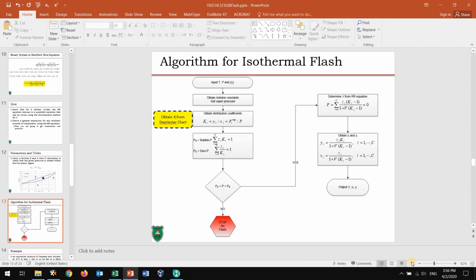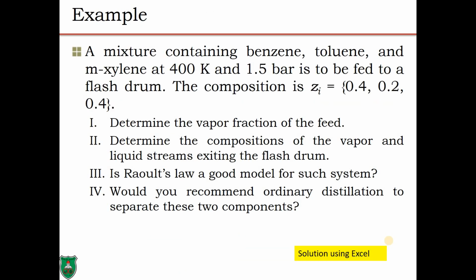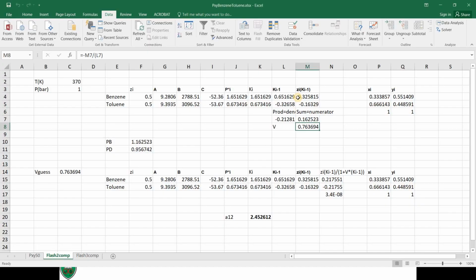What I'm going to do right now is have another example that has a ternary mixture, which is BTX once again. We have the temperature as 400 Kelvin and 1.5 bar is to be fed to a flash drum. The composition is Zi 0.4, 0.2, 0.4. Note that in isothermal flash calculations, we are given the mole fractions in the feed, the temperature, and the pressure. So I'm going again to Excel.